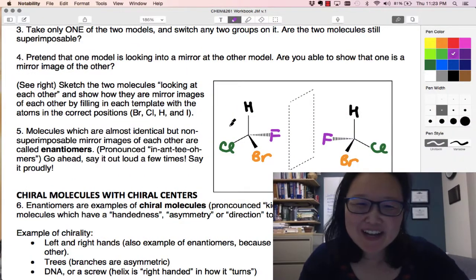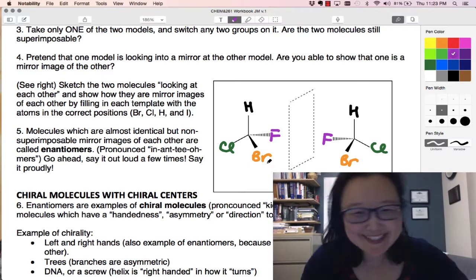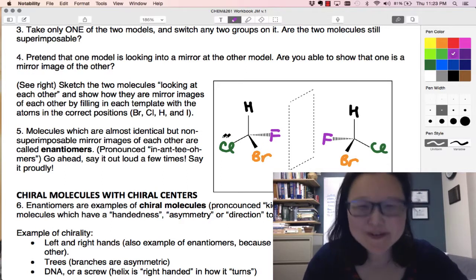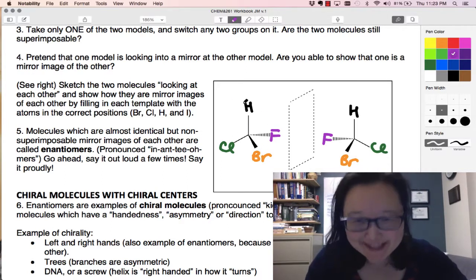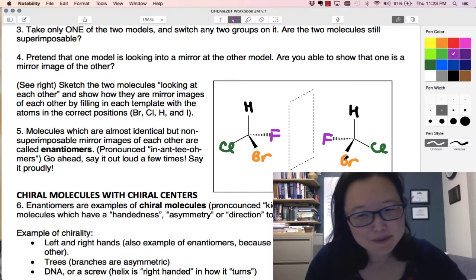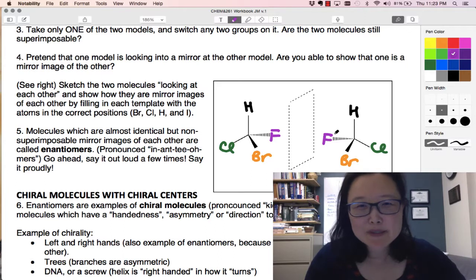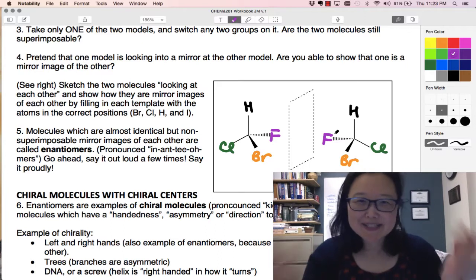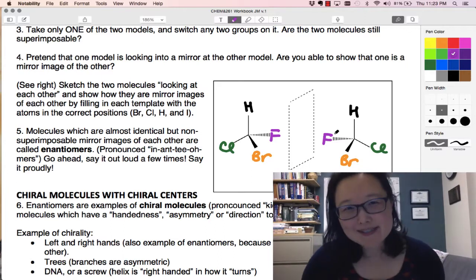So here I've drawn one form of this bromo, or actually alphabetical order, right? Bromo, chloro, fluoro, methane, okay? And it's looking into a mirror. And what would its mirror image be? Well, this fluorine in the back would see a fluorine in the back, and a bromine in the front would see a bromine in the front, chlorine in the back there, hydrogen would see itself right here. So if that mirror image was a molecule and you tried to superimpose them, they wouldn't superimpose.